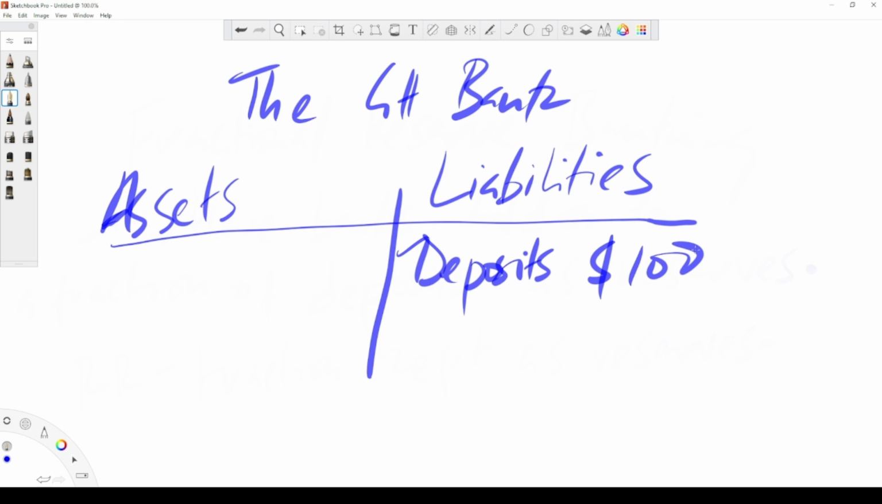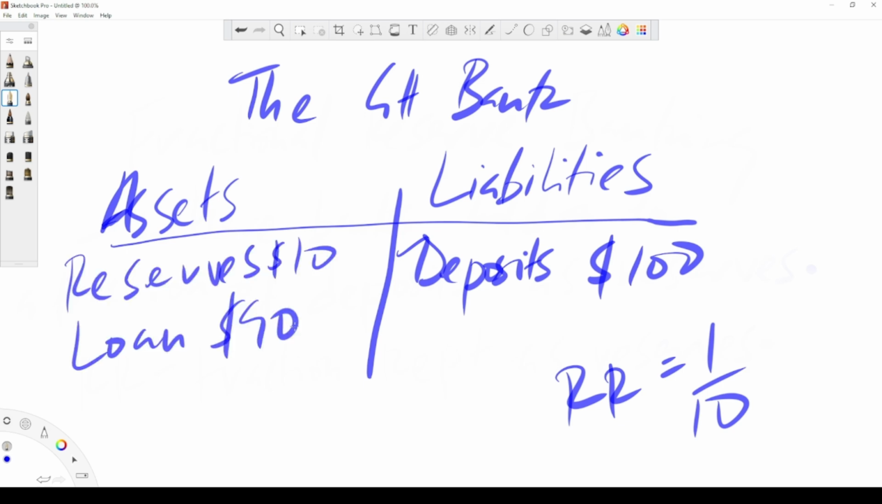Now let's say we are under the fractional reserve banking system, and you have a required reserve ratio of 10%. Under this system, it means the bank will hold $10 as reserves and loan out $90. And that is how money supply is created. So let's see how this can result in a bank run.